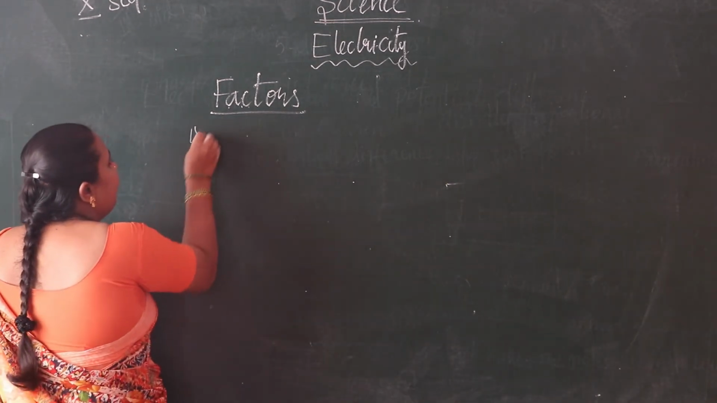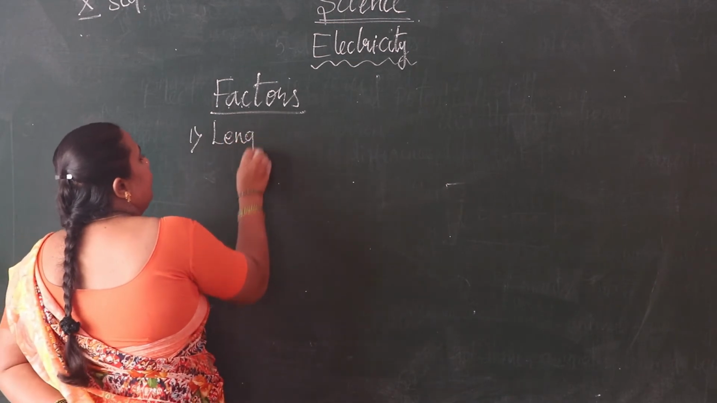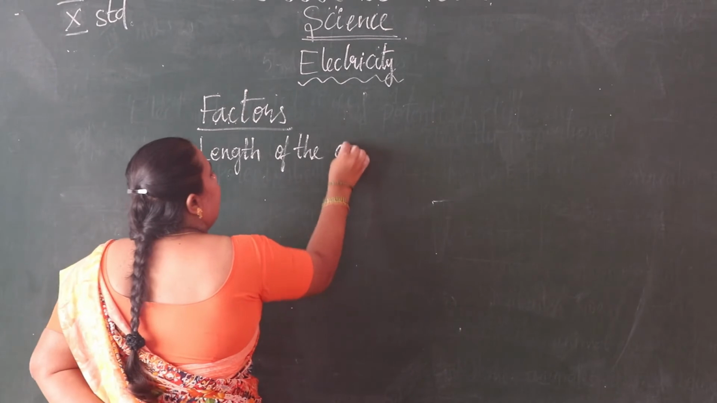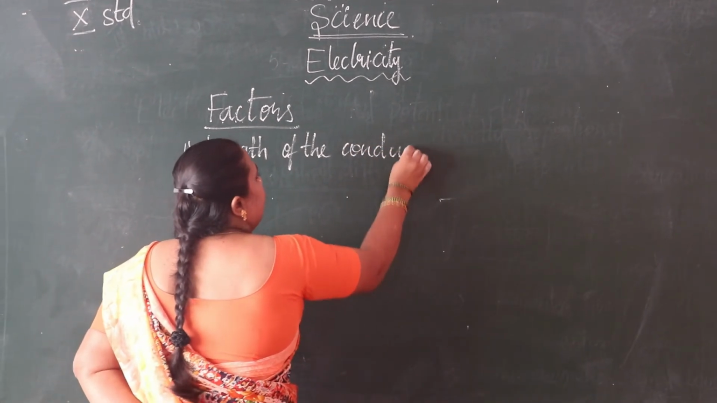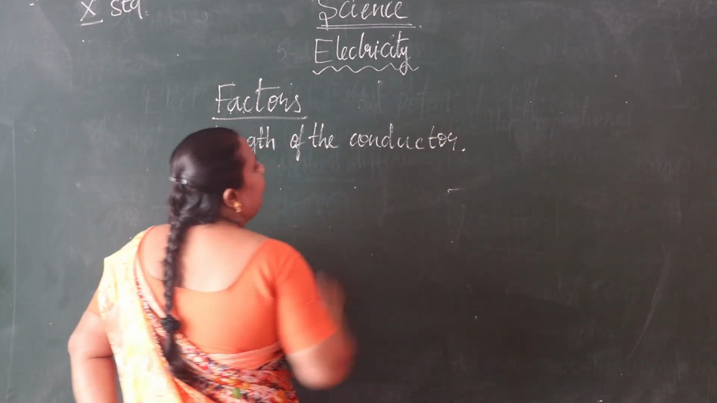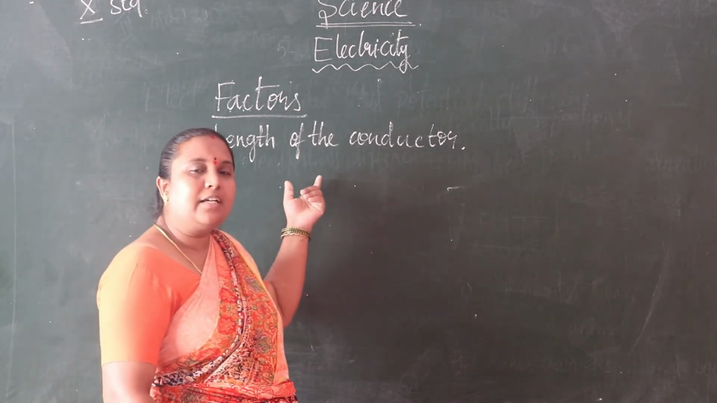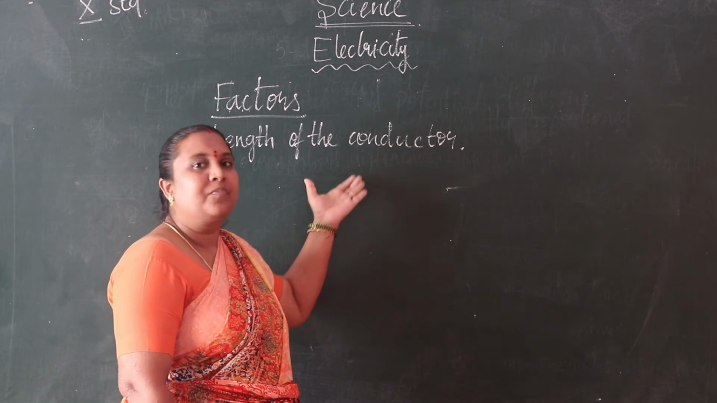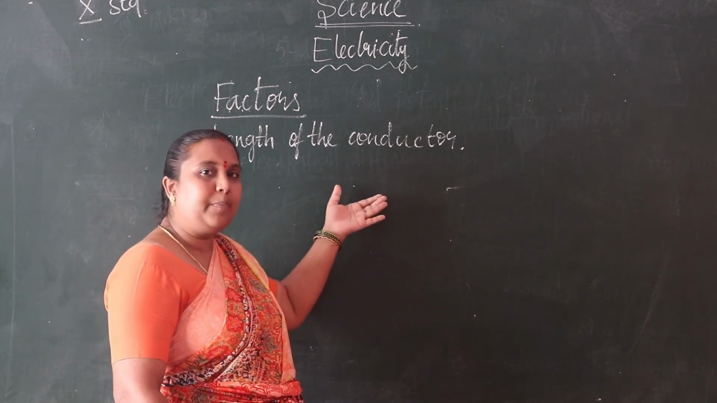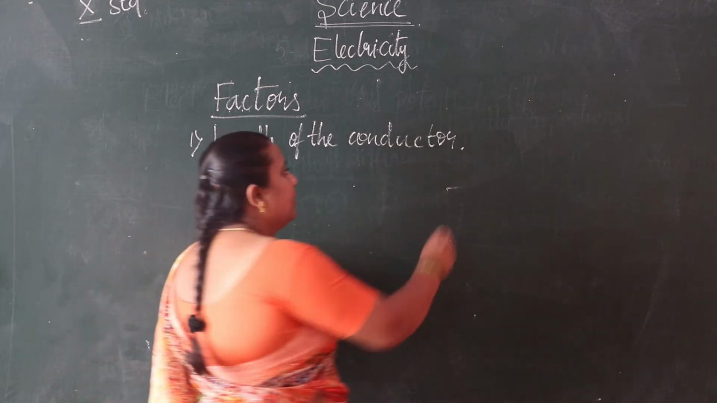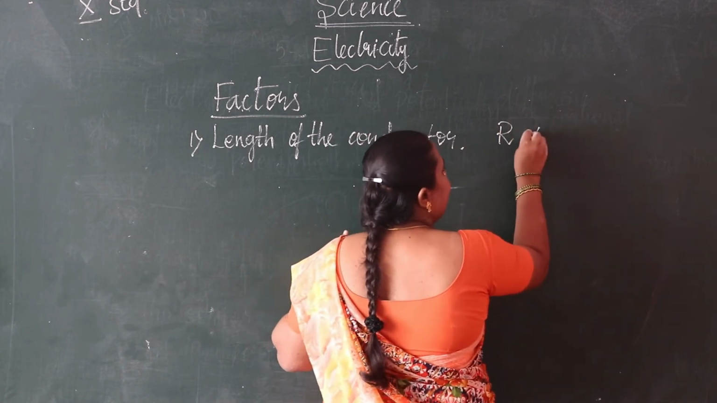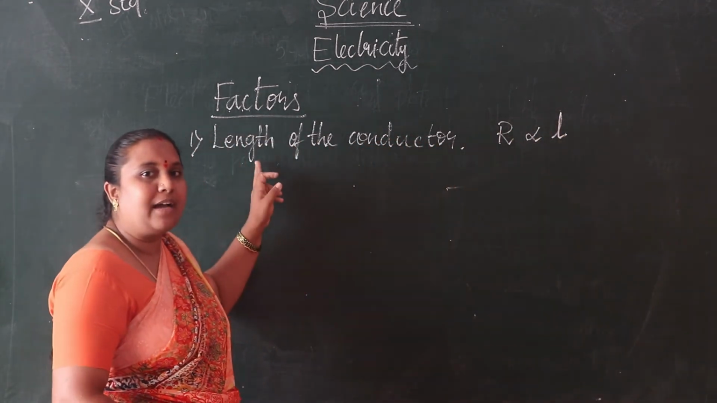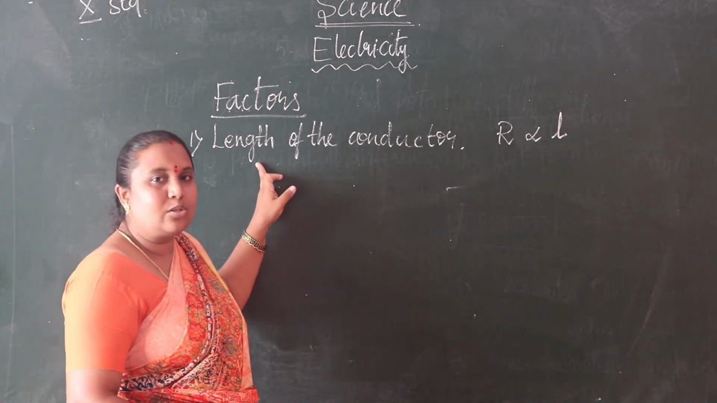First thing, length of the conductor. When the length of the conductor increases, resistance also increases. So we can say length of the conductor is directly proportional to resistance. So resistance R is directly proportional to L, length.